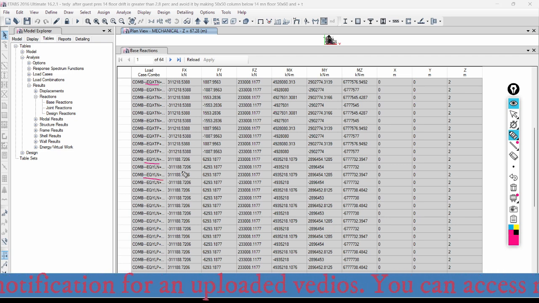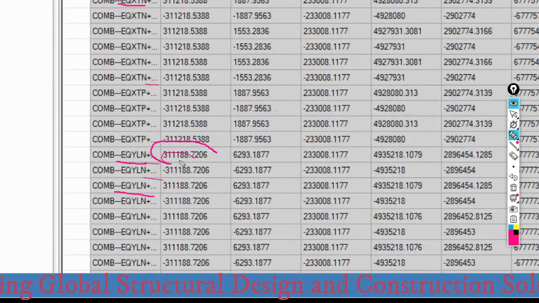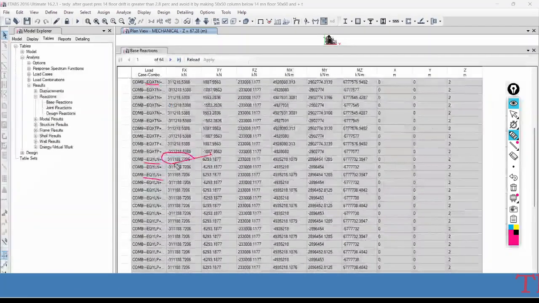The results are similar. Now let me zoom in so you can see it. This is 8, 8. And this is the second result.